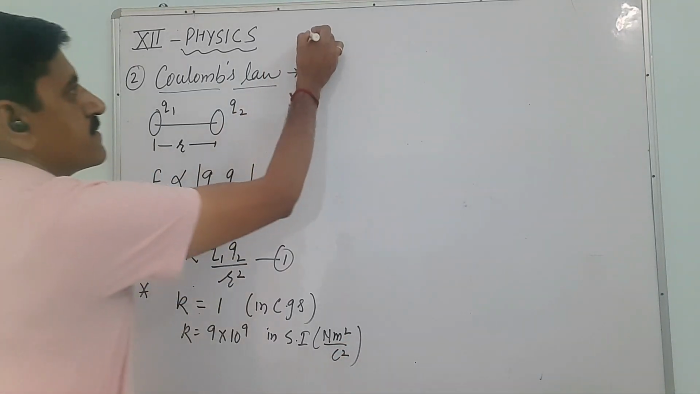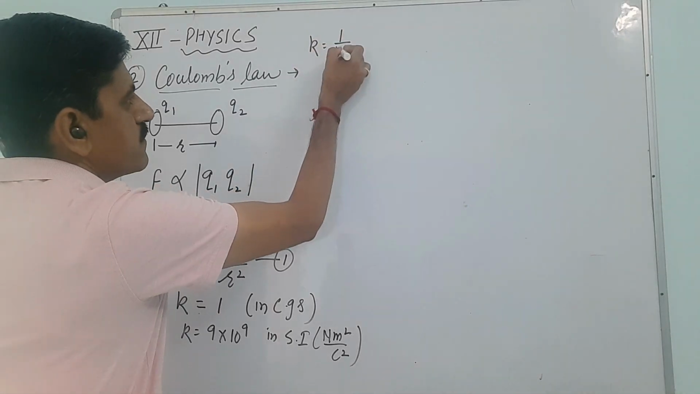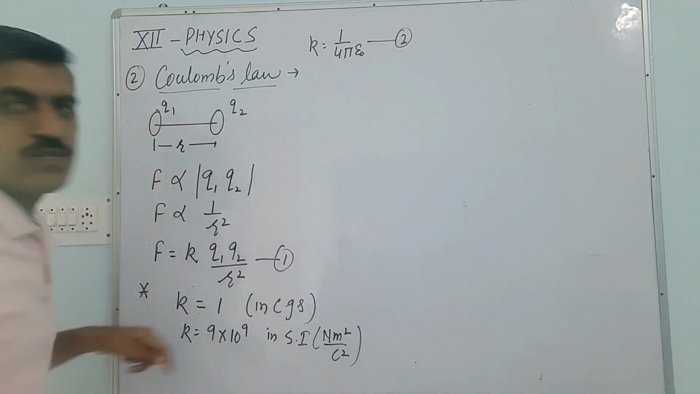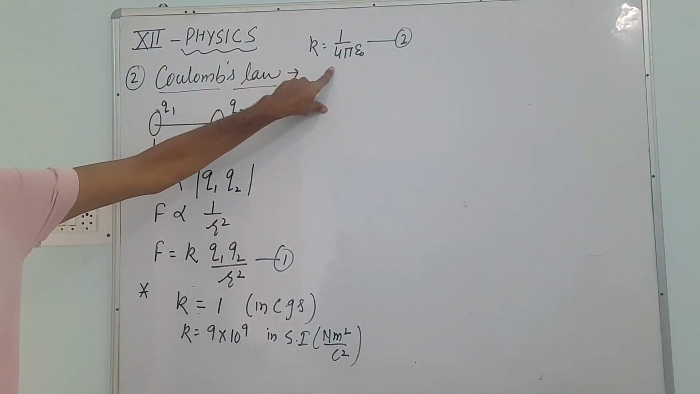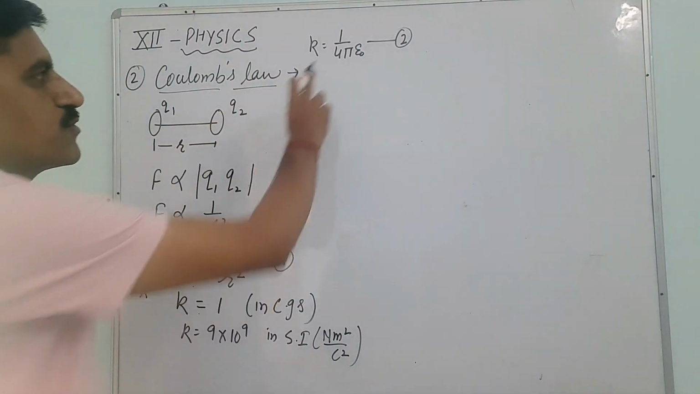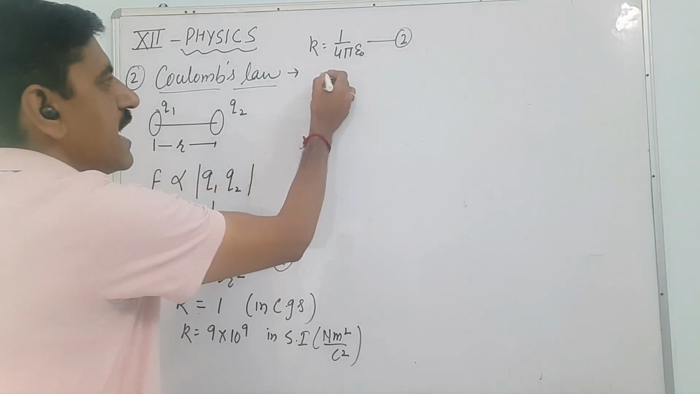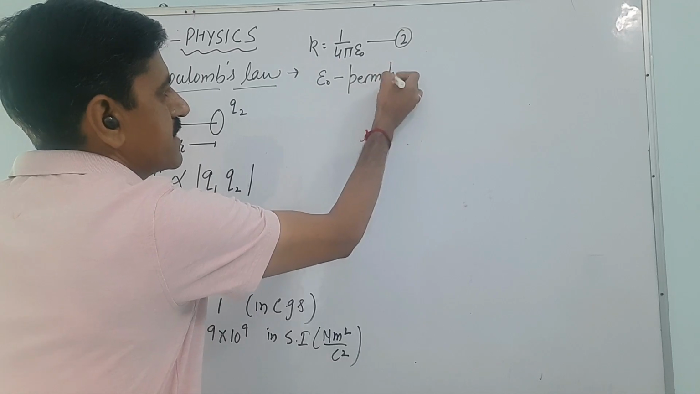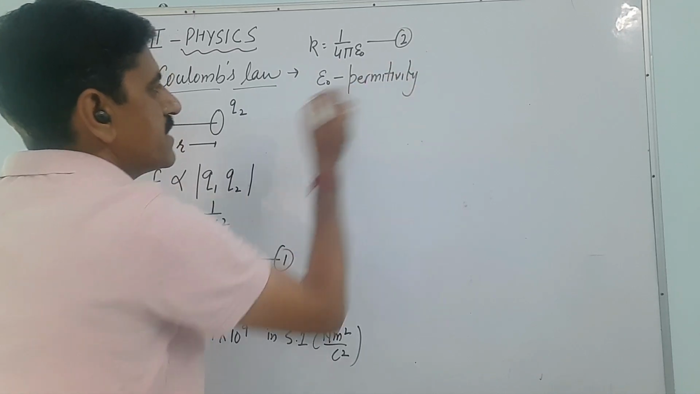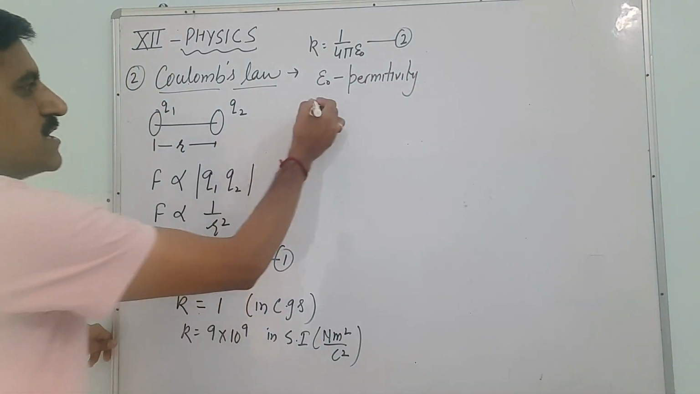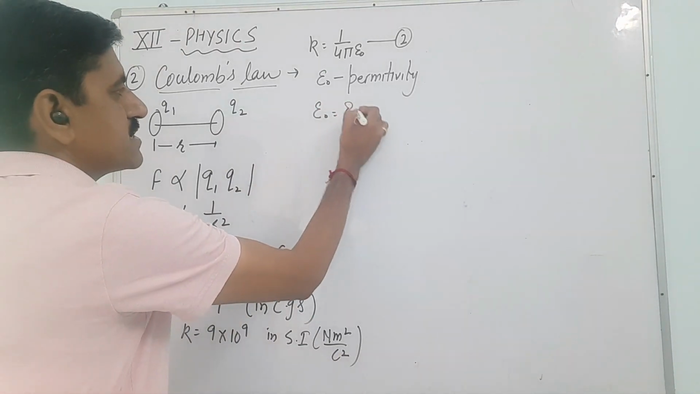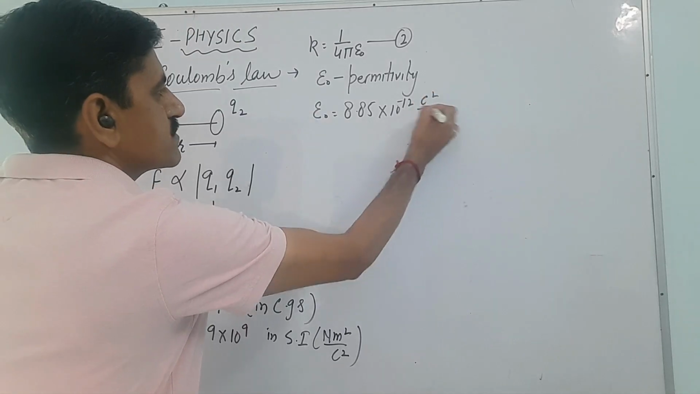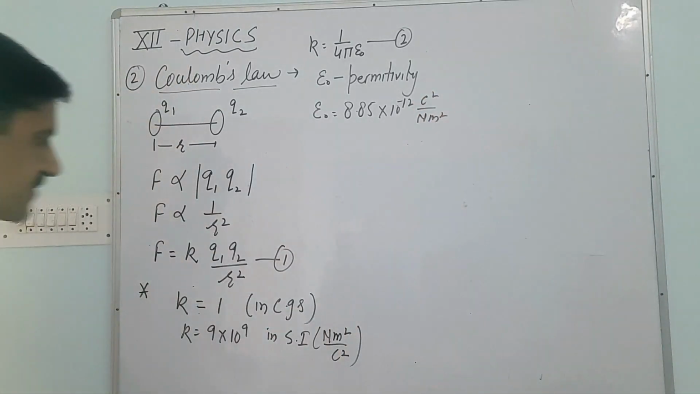One more way to write small k is 1 upon 4 pi epsilon 0, right? Small k equals 1 upon 4 pi epsilon 0. 4 pi is the unit solid angle and epsilon 0 is called the permittivity of free space. Mathematically its value is 8.85 into 10 power minus 12 Coulomb square upon Newton meter square, right?